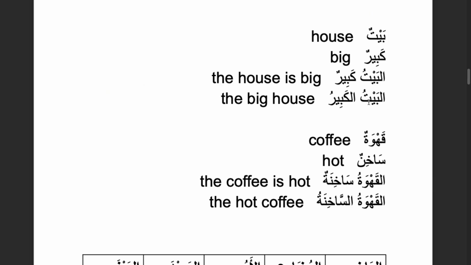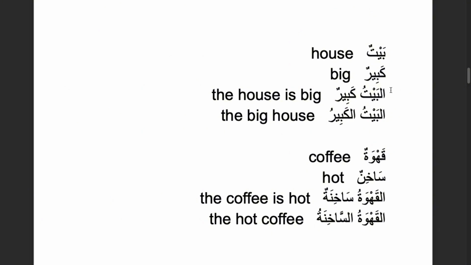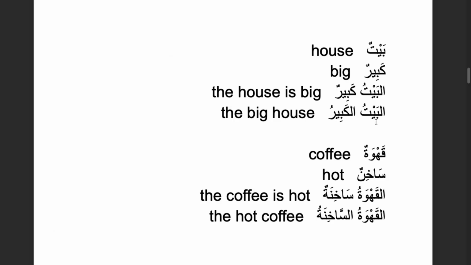So we have al-baytu al-kabiru, the big house. That's the difference between saying the house is big and the big house. Al-baytu kabirun, the house is big. That's a full sentence there. And then saying al-baytu al-kabiru, the big house, is obviously not a full sentence. We need more from this, right? This is where you're describing it straight off the bat. You're saying the big house, then you've got to say something else, right?